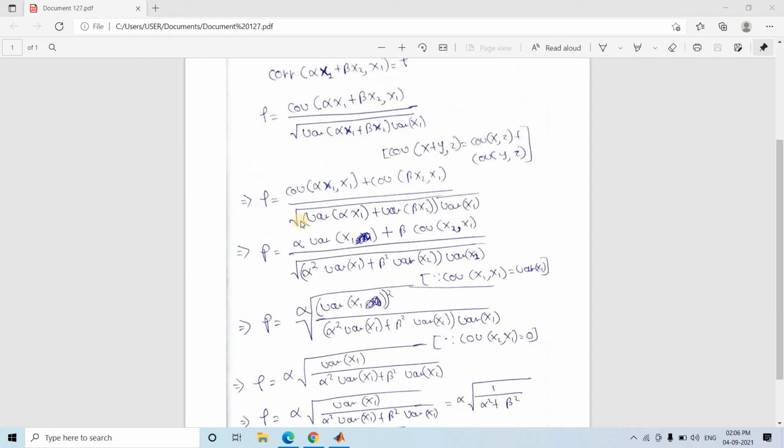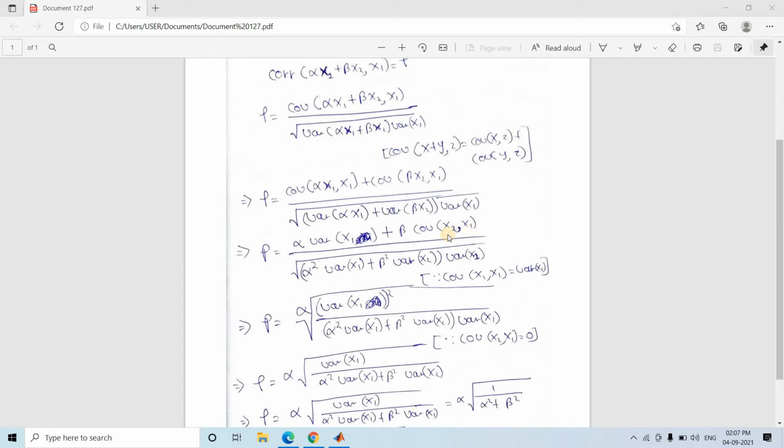Okay, right? And what we are doing in the denominator, if you see variance of alpha x1, if you take alpha outside, variance of ax is nothing but a square variance of x. So the constant term, when it comes outside, it will be squared. So here we are getting alpha square variance of x1, plus similarly here beta we just take outside, we will be getting beta square variance of x2, whole multiplied by variance of x1.